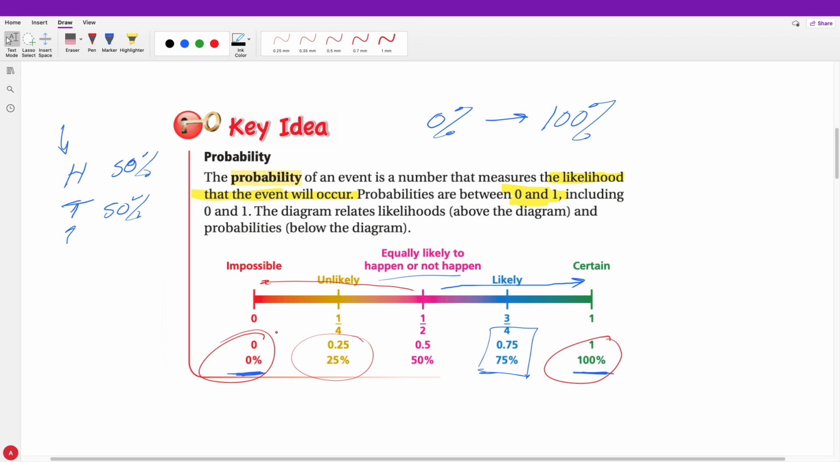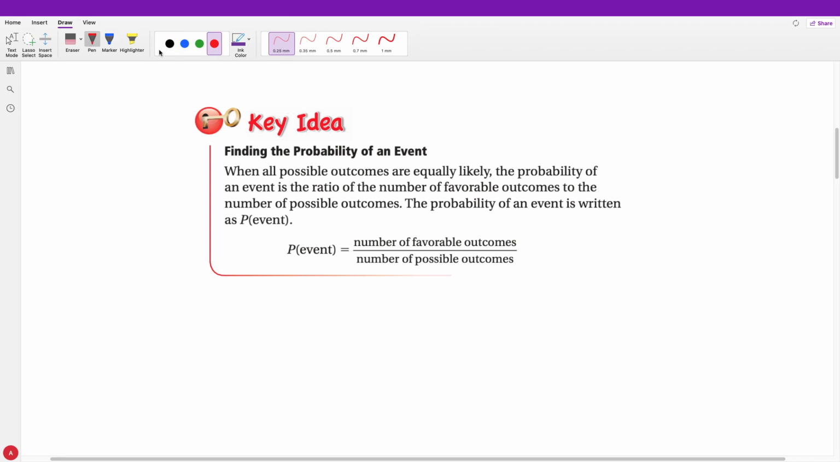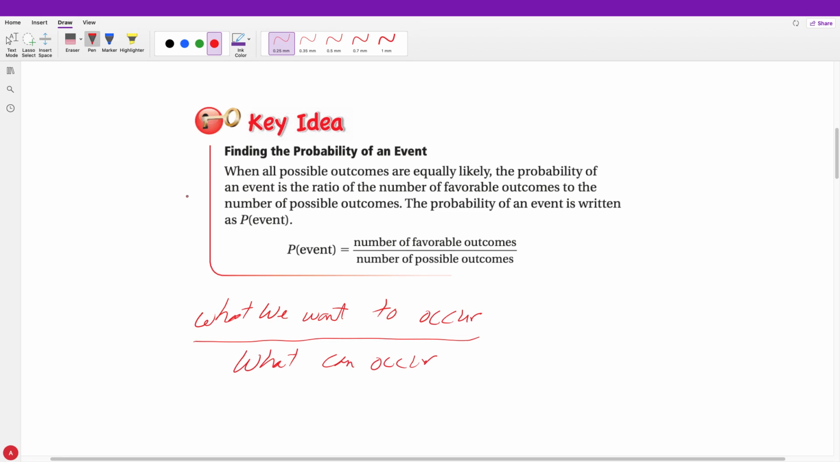All right, so let's go ahead and talk about how we can calculate the probability. When we're actually calculating the probability of an event, we need to put the number of favorable outcomes over the number of possible outcomes that we have. And you're going to hear me talk about this as what we want to occur over what can occur. So let's just think about rolling a die.